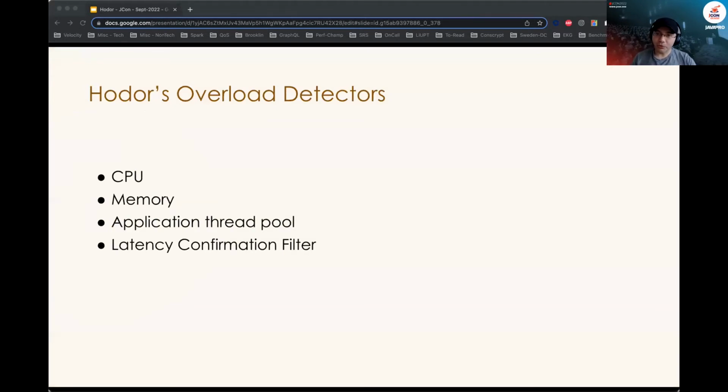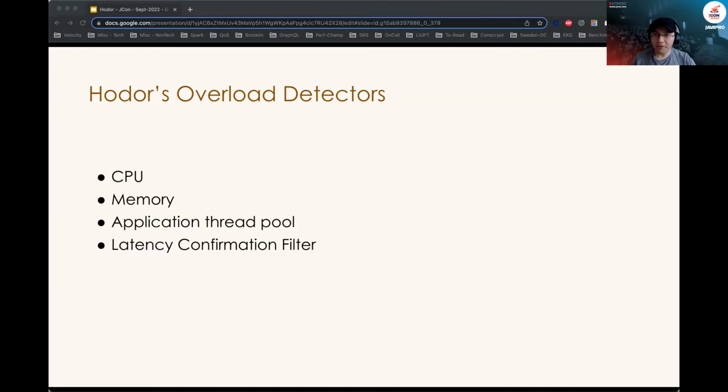Now we'll be looking at 4 different types of overload detectors. The first two detect an overload of a physical resource, CPU and memory. The third one is for detecting overload of a virtual resource. We'll be focusing on a thread pool detector today. And the last one is an additional confirmation filter that we have added to prevent false positive firings of overload detectors.